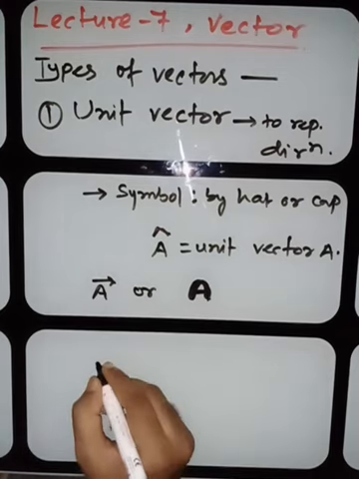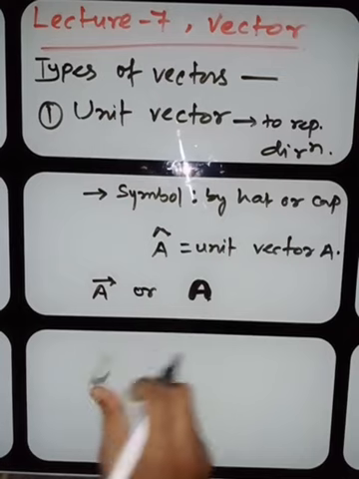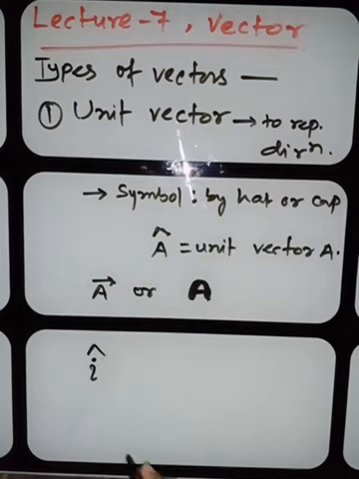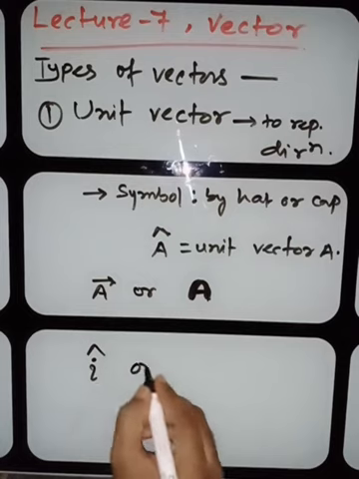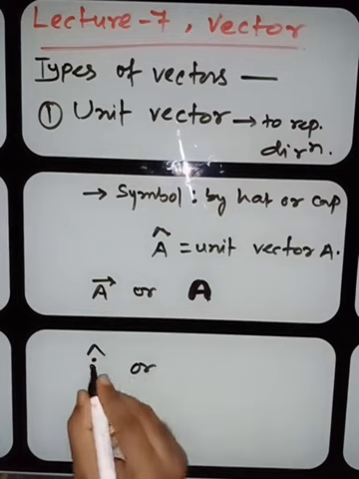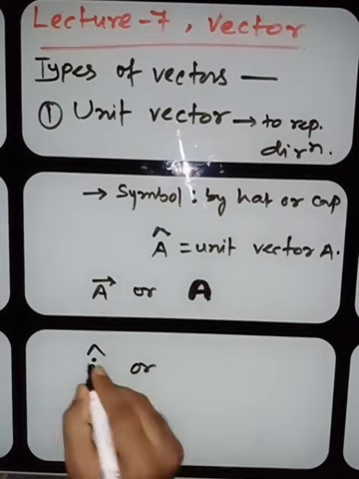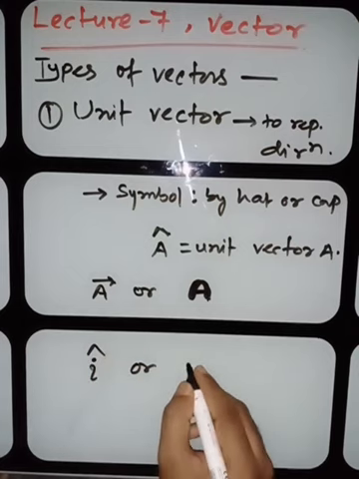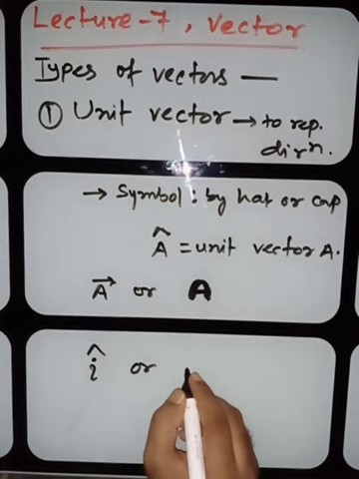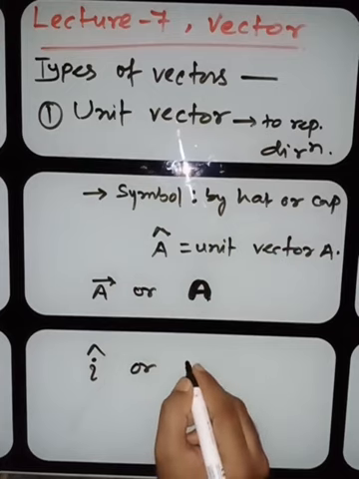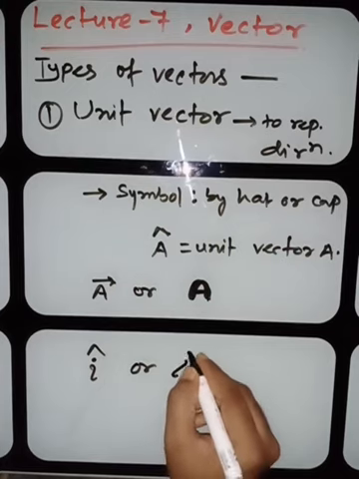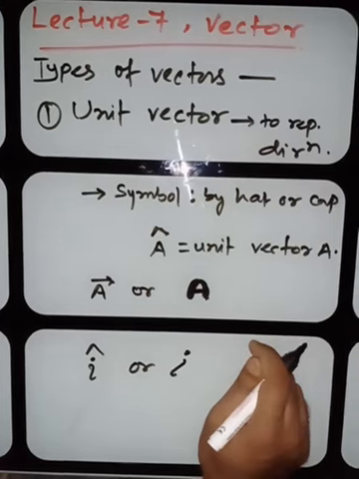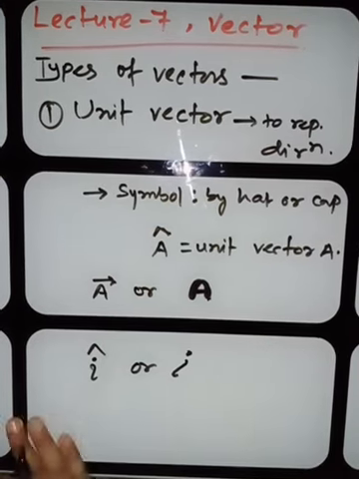And this hat or cap, suppose I'm writing here the vector i, it is unit vector i. But this can also be written without putting this cap over the head, in italic font. If it is written in italic font, this is also a unit vector. Remember, my dear students.